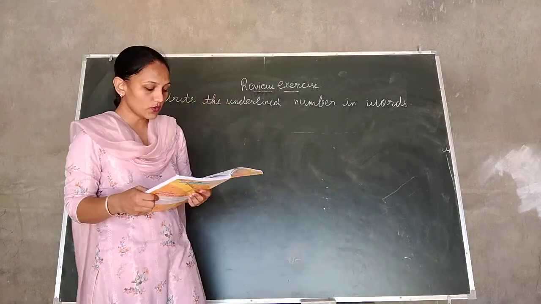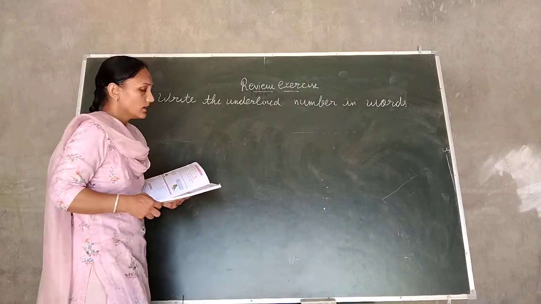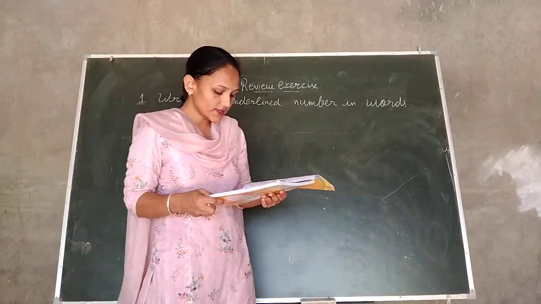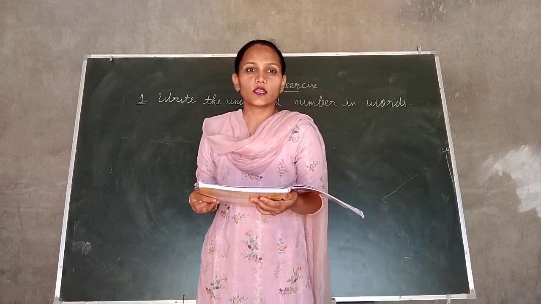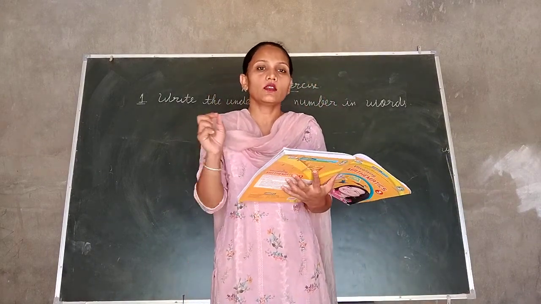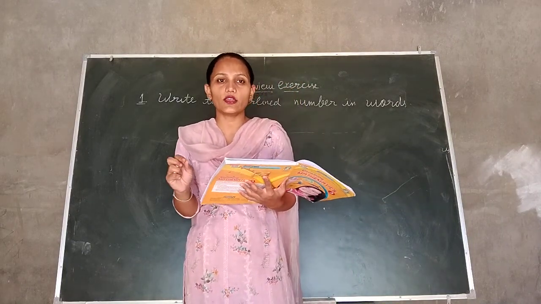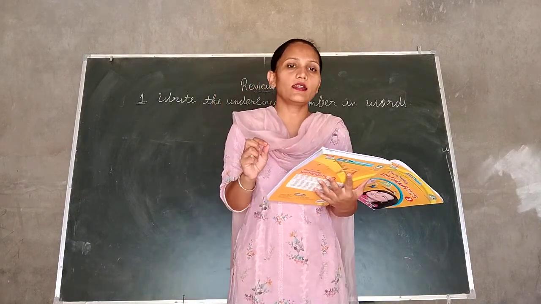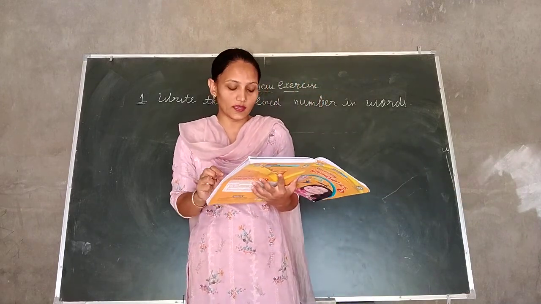In today's class we are going to discuss the review exercise of chapter 1. First question is: write the underlined numbers in words. Now we have been given a number that is underlined, and we have to write that number in words, or we have to write the number name.